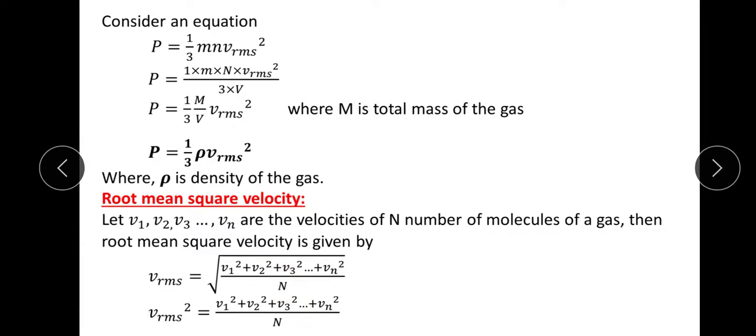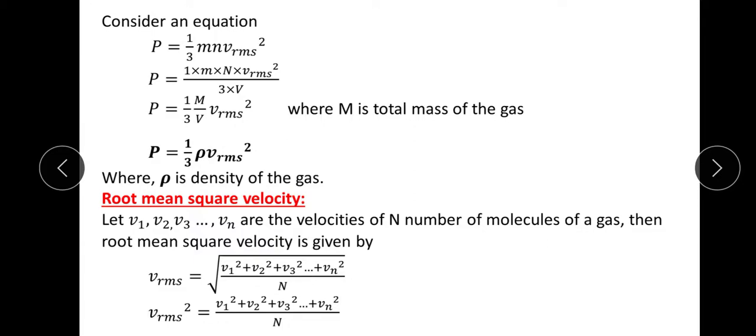Even though all the molecules have different velocities, on an average they will have some common velocity. That average velocity of all the molecules in a gas is called the RMS velocity. How do we obtain the equation for RMS velocity? First we consider the velocities of all the particles, square them and add them, divide by the total number of molecules, and then take the square root of this. This gives us the RMS velocity.